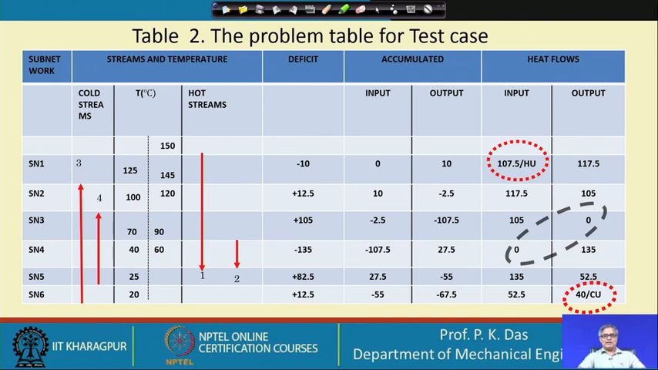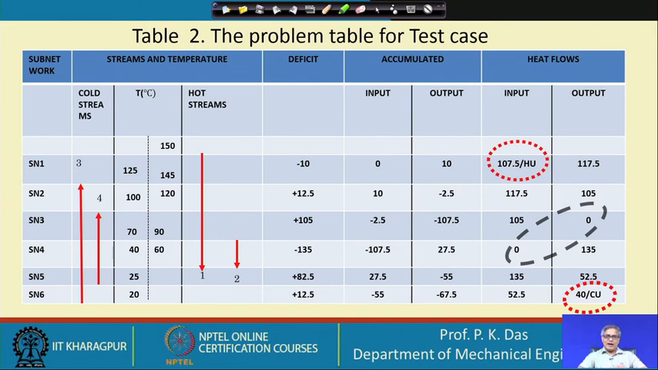At best we can make it 0, but we can never make it negative. That is the violation of the second law of thermodynamics. As I have told, the heat exchanger network is based on the second law of thermodynamics. So, here we have to keep that in mind.